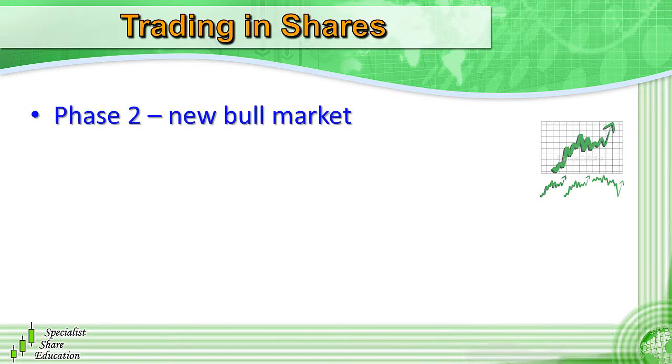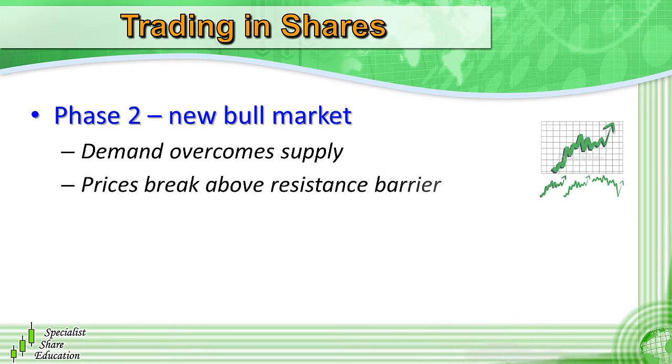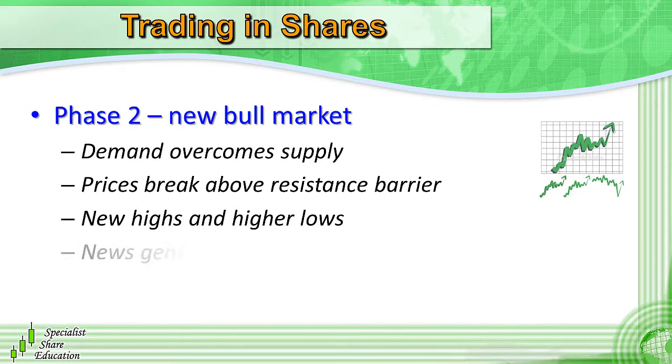So phase 2 is where new bull markets start, and they start because demand to buy the stock starts to overcome the supply or the number of people selling. The smart money starts buying in first, and when there are no more shares to be picked up at that low price, they've got to start paying higher and higher prices, and so as a consequence the share price starts to rise. It's really as simple as that. Prices tend to break above the resistance barrier that's been enforced during phase 1, and what we get is new highs and also higher lows. So that's the definition of an uptrend: higher highs and higher lows.